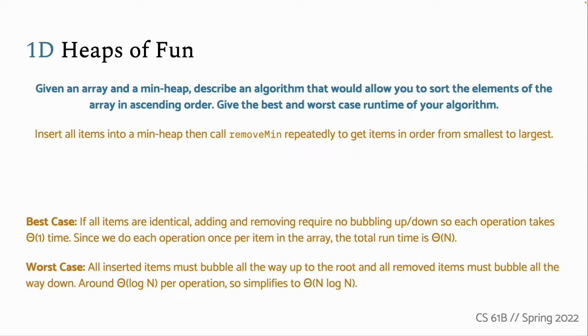So again, this is only the case if all items are identical. If you're not sure why that's the case, I recommend you give it a shot and try drawing out a couple different heaps and see whether any others have this property. But you'll see very quickly that because of the way that adding and removing work, unless all the items are identical, you will inevitably have to bubble up or down, either on the add or the remove.